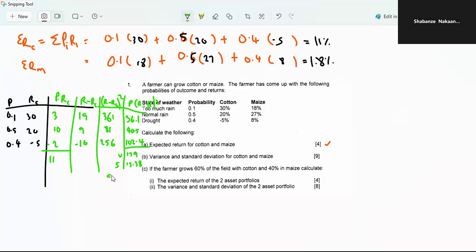Then the CV is when you divide the standard deviation by the expected return. It's 1.22. So this has to be done with the other project, and you compare which one has more risk. The higher the CV, the higher the risk.